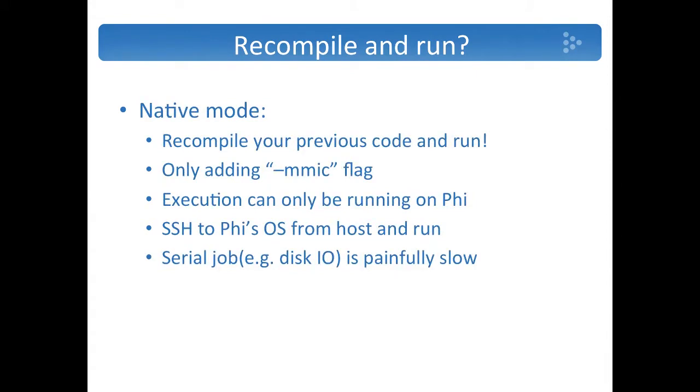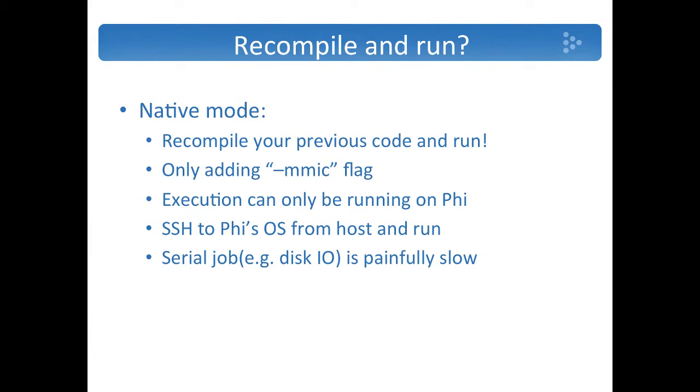The first mode is native mode. I think it is the easiest way to use Intel Xeon Phi. In this mode, you don't need to change your code. You just compile your code with the compiling flag -mmic, and then the compiler will generate executable binary files which can only run on Phi. To have this program run, you have to SSH to Phi's OS, and then you execute your program there.